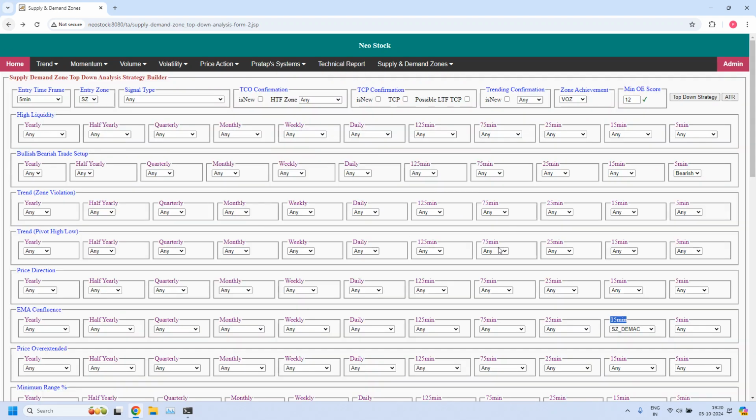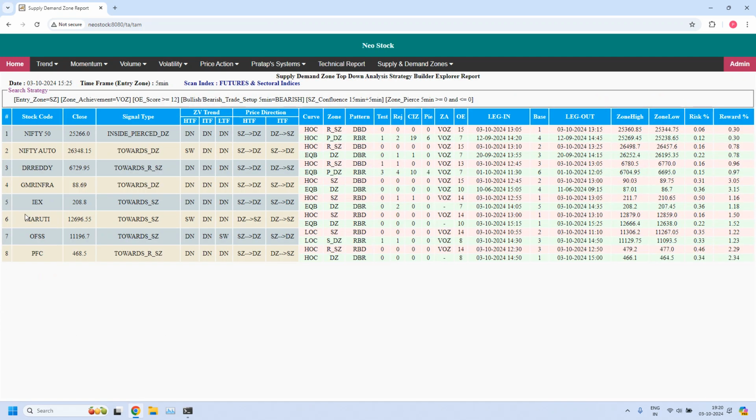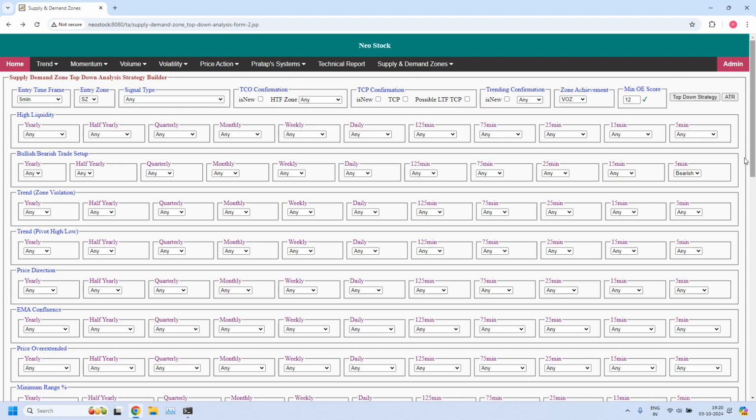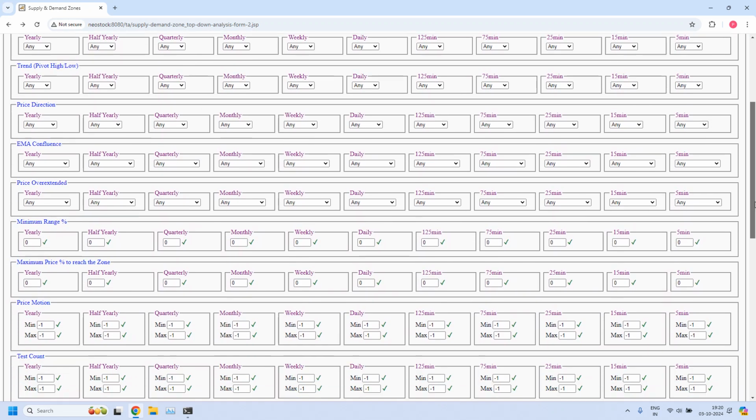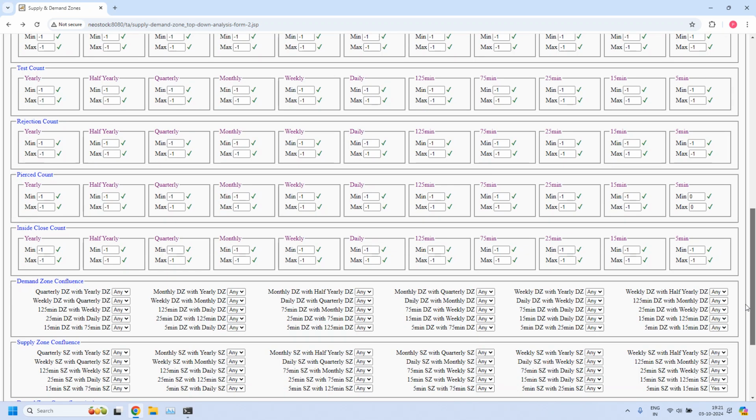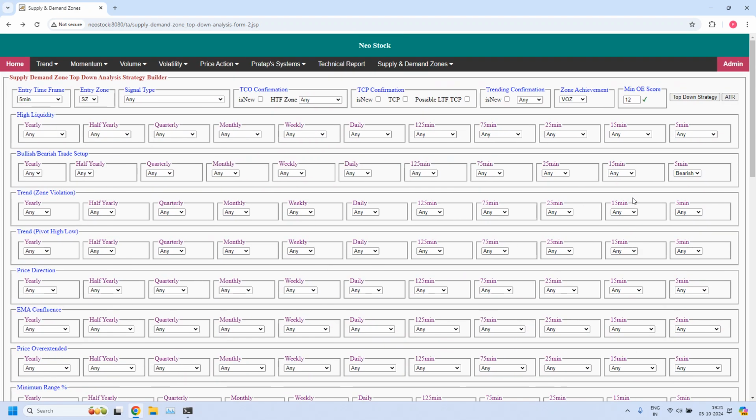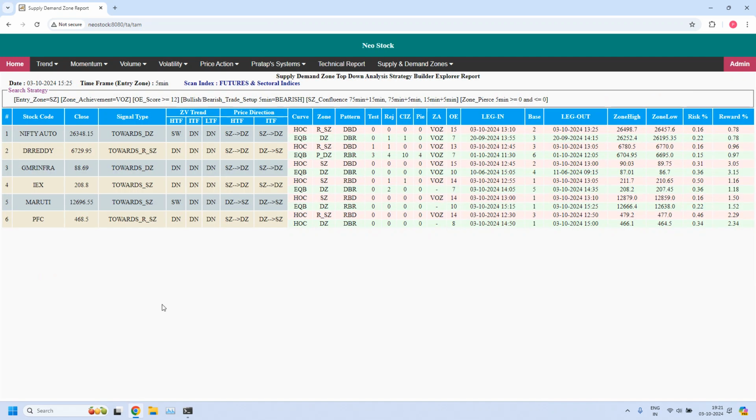Okay, next let's look for LTF, ITF, HTF confluence. So I am removing the EMA filter. Without the EMA filter, earlier with only LTF, ITF confluence, how many did we get? 8. Out of these 8, how many have LTF, ITF, HTF zone confluence? So in the supply zone confluence, 5 minute supply zone with 15 minute supply zone is already enabled. Next, 5 minute supply zone with 75 minute supply zone, I enable the filter. And 15 minute supply zone with 75 minute supply zone confluence is also enabled. With this LTF, ITF, HTF supply zone confluence, we got 6 stocks.